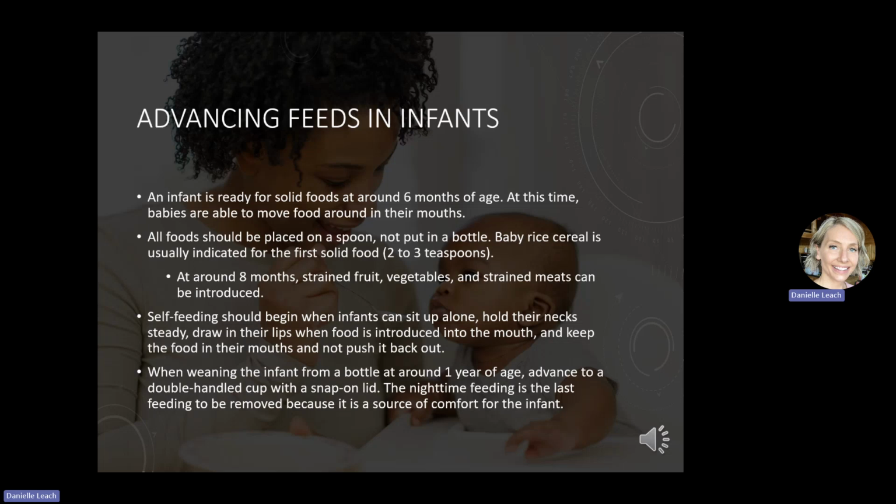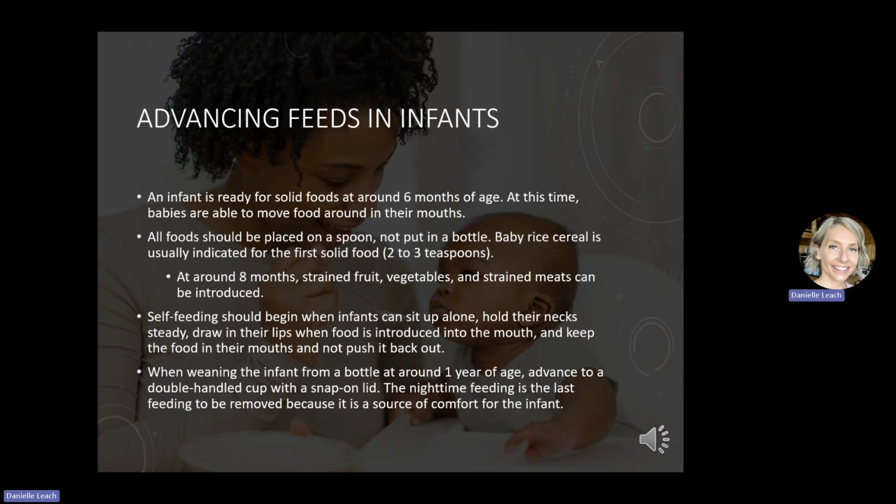When we are feeding them, we do want to make sure that we are actively paying attention, placing food on a spoon, not putting it in a bottle. The first type of food to give a baby is usually recommended to be baby rice cereal. One of the reasons why is because it has a low allergy risk. Around 8 months of age, you can start using strained fruits, vegetables, and strained meats.